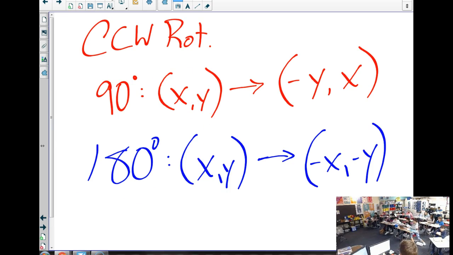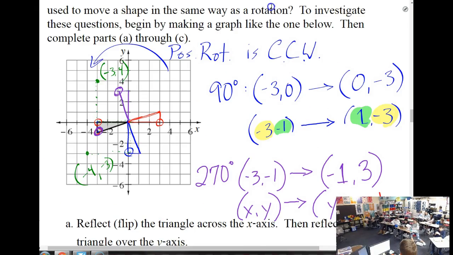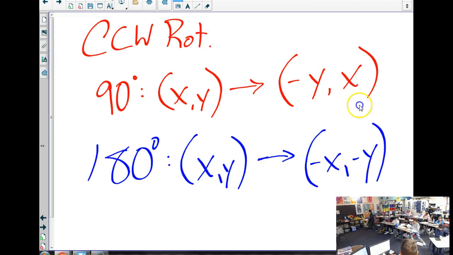So the comparison of 90 and 270 is that in 270 the x is what becomes the opposite, and in 90 the y is what becomes the opposite. It turns around. Yeah, if you go clockwise rotations, it's the exact opposite.